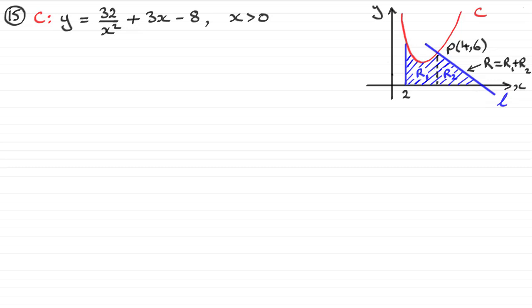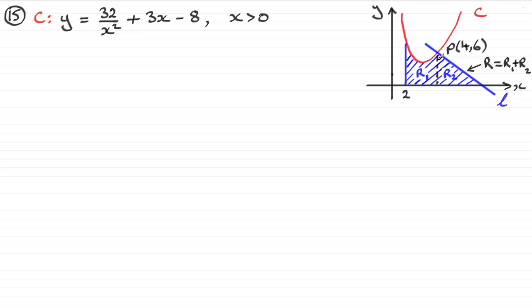Okay, so this is the last question, quite a long question on the paper. We're given this curve C, which I've sketched here, given by this equation, y equals 32 over x squared plus 3x minus 8, where x is greater than 0. We're told that we've got this line that's perpendicular to the curve at the point P, 4, 6. We're also told that this line here is the line x equals 2, and we've got to find this shaded area, which is called R.